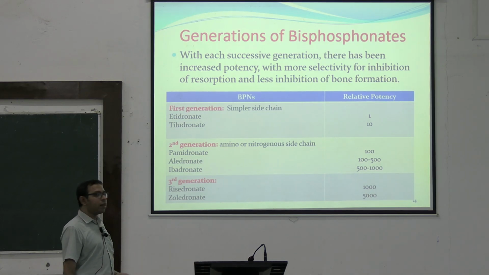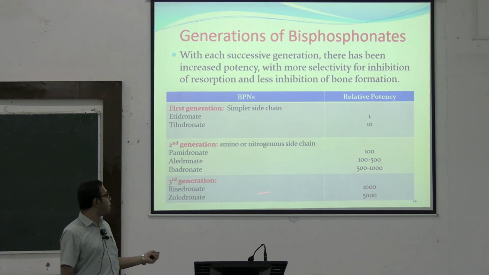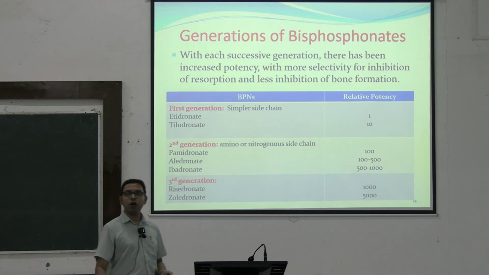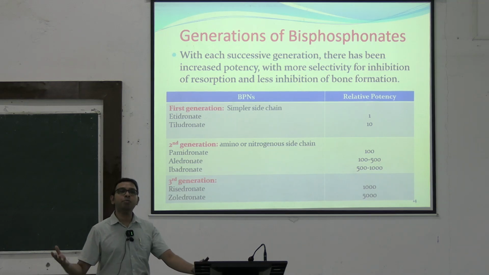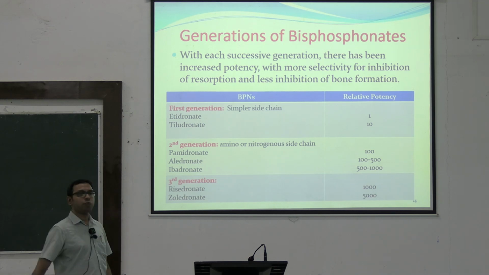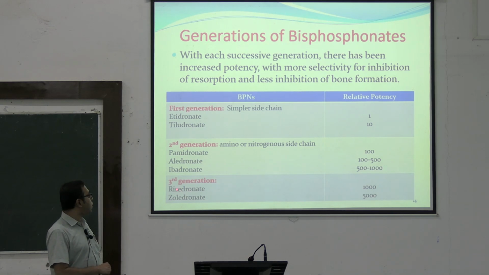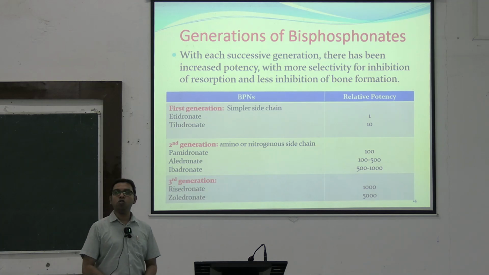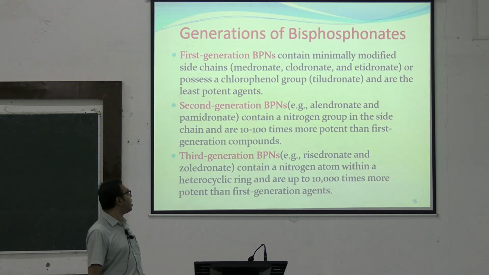The third generation examples are risedronate and zoledronate. Risedronate is approximately 1000 times more potent than the first generation one, and zoledronate is the most potent one, approximately 5000 times more potent. Okay. So these are the examples of the different bisphosphonates: etidronate, tiludronate, pamidronate, alendronate, ibandronate, risedronate and zoledronate. Zoledronate or zoledronic acid, the same thing.